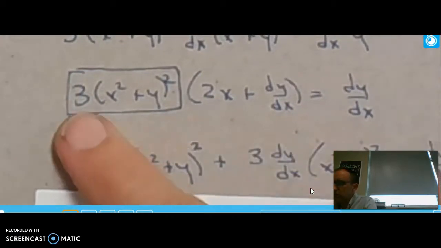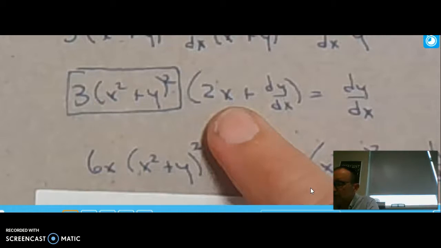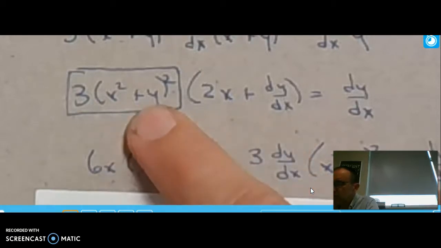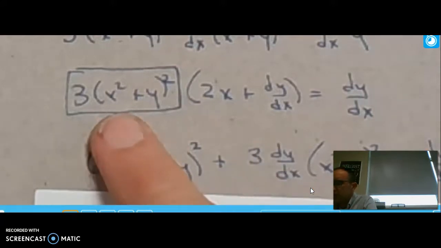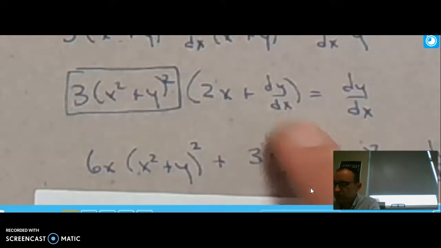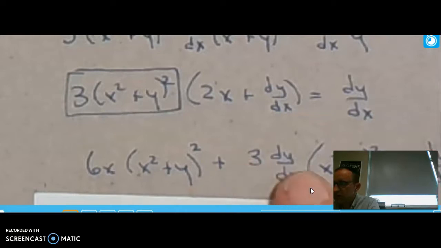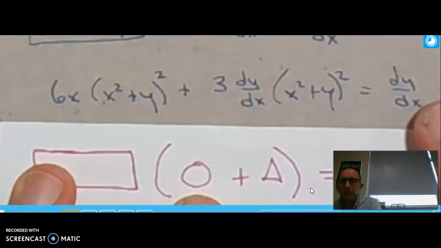So in this case, we're going to take that 3 times the 2x, that'll be the 6x, times the quantity x squared plus y, the quantity squared. And then we're going to take the rectangle times what I had in the triangle, which is dy dx. So it'll be 3 times dy dx times x squared plus y, the quantity squared. The right side hasn't changed at all here.